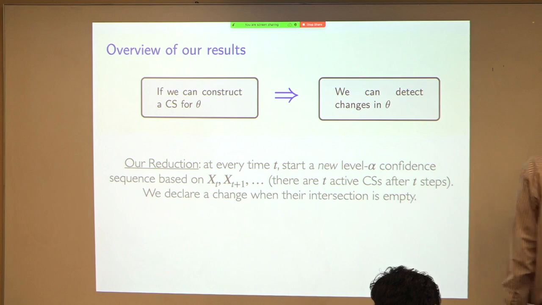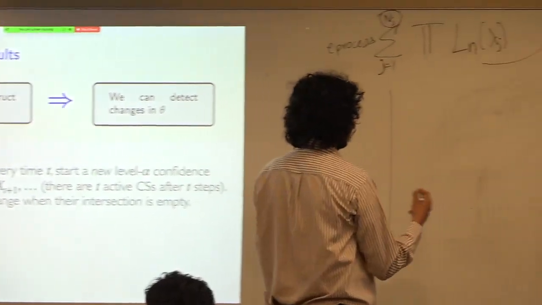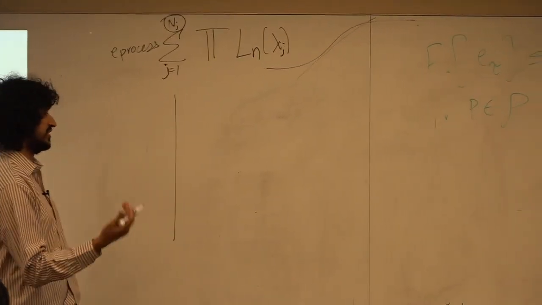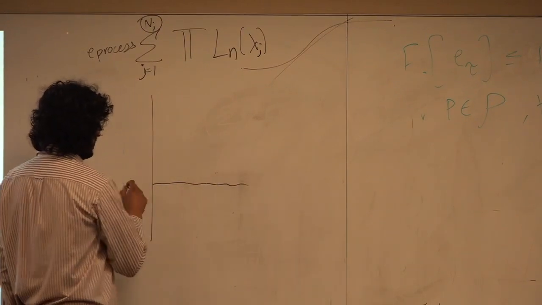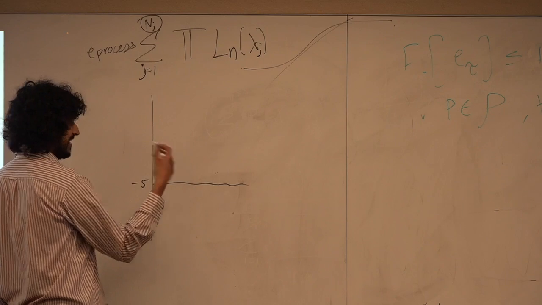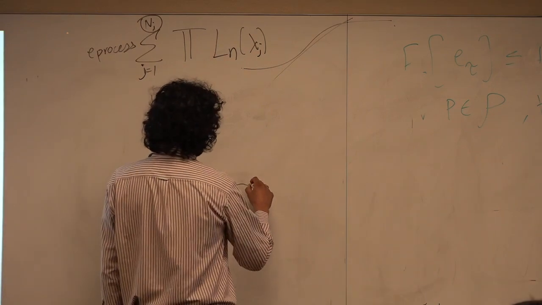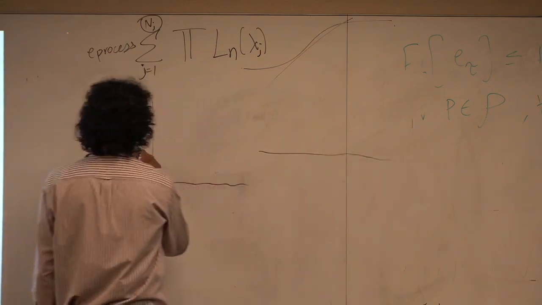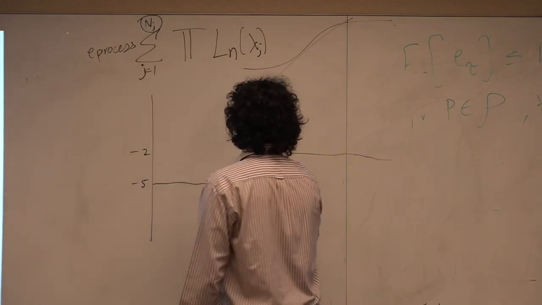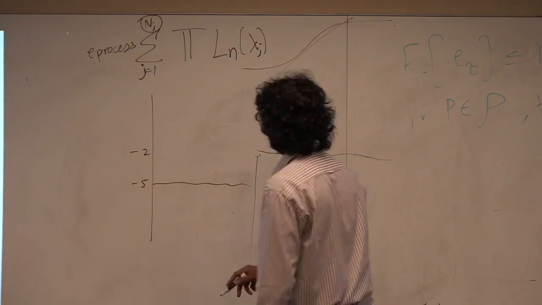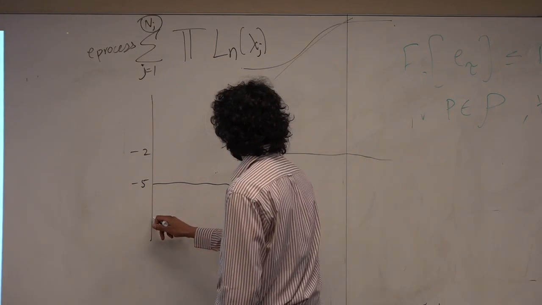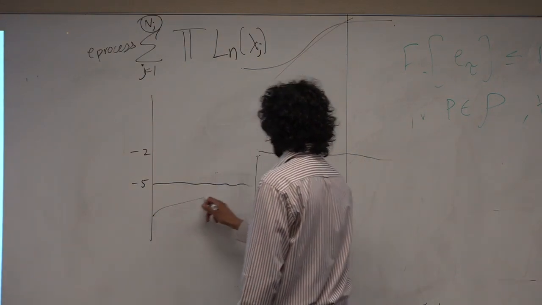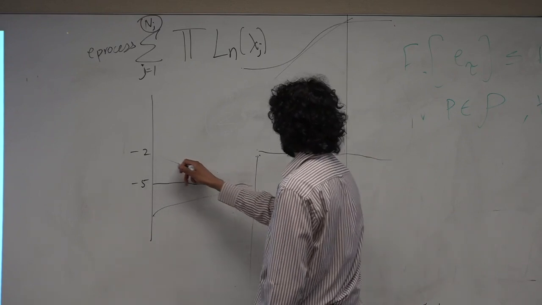So let's say I'm doing mean change detection, let's say for simplicity Gaussian mean change detection. I have some pre-change mean, let's say -5, that I don't know, and then at some point it changes to some value like -2 that I don't know. And that's the point of the change. So what I'm going to do is form confidence sequences, and these confidence sequences are going to look visually like this. This is one confidence sequence that I have.